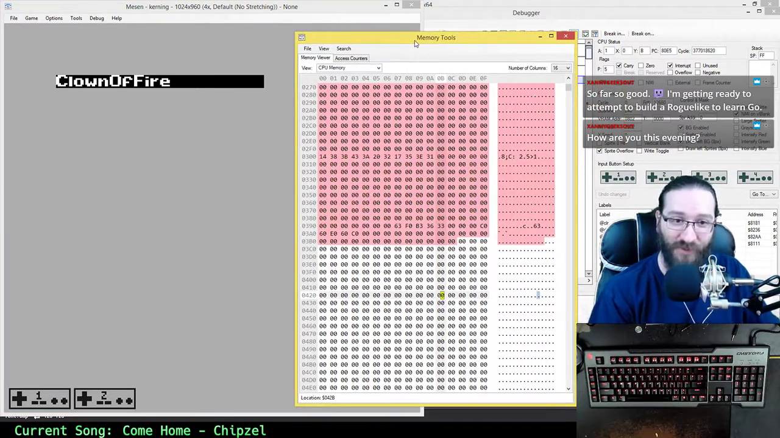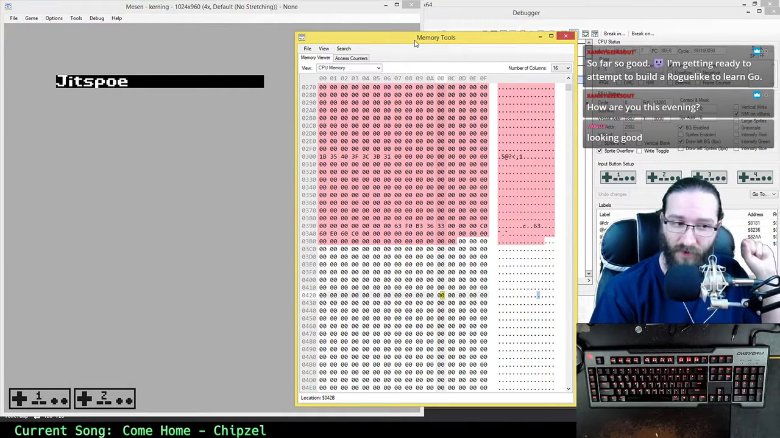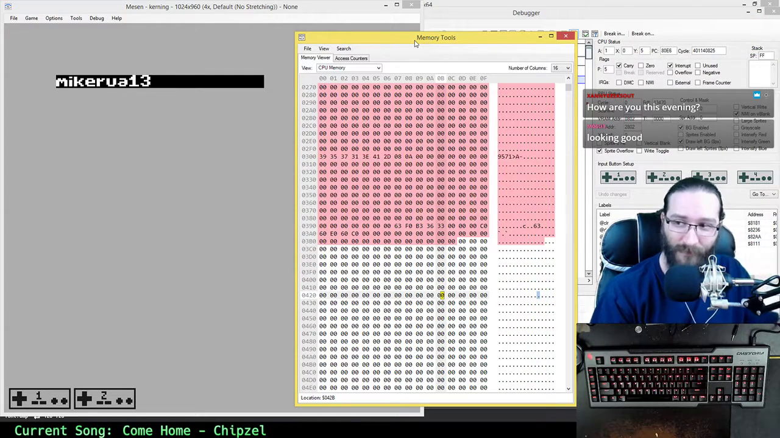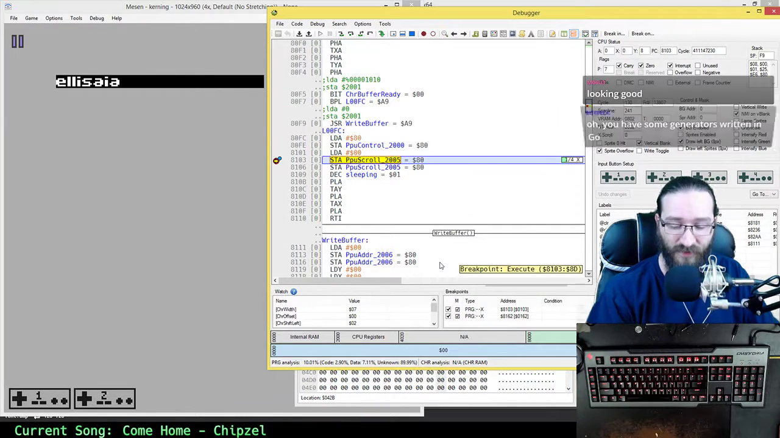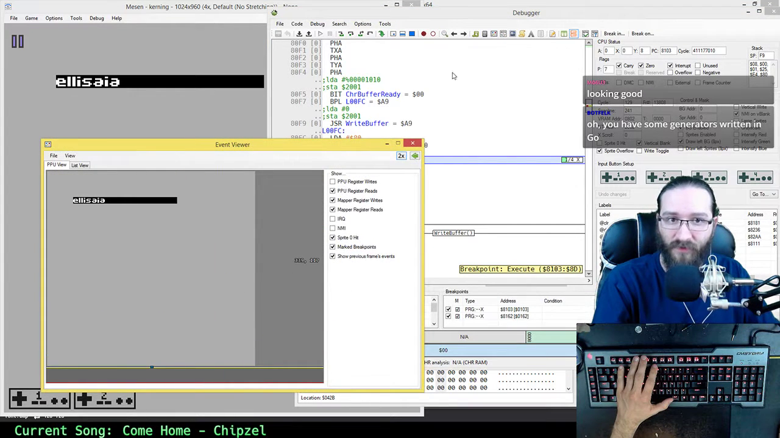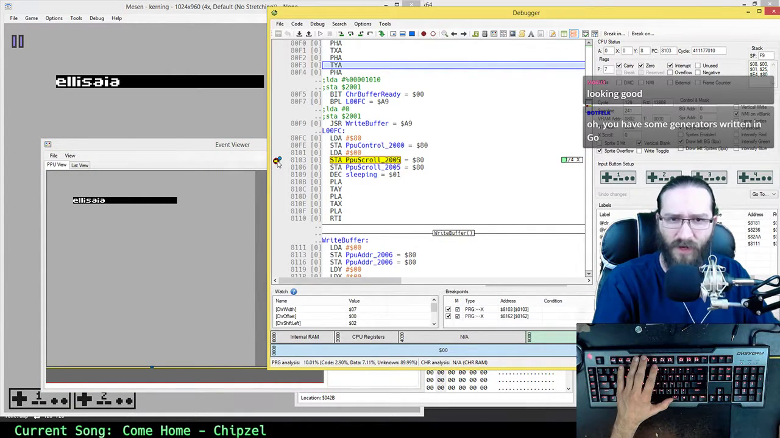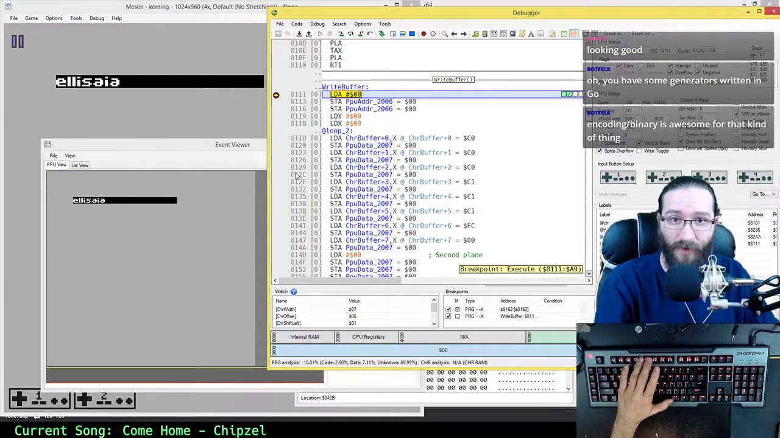So the next thing I'm gonna try to do, I think, is write 21 tiles per NMI. That's pushing it, because at 16 tiles, let's go to the next one right there. It's using up most of NMI.